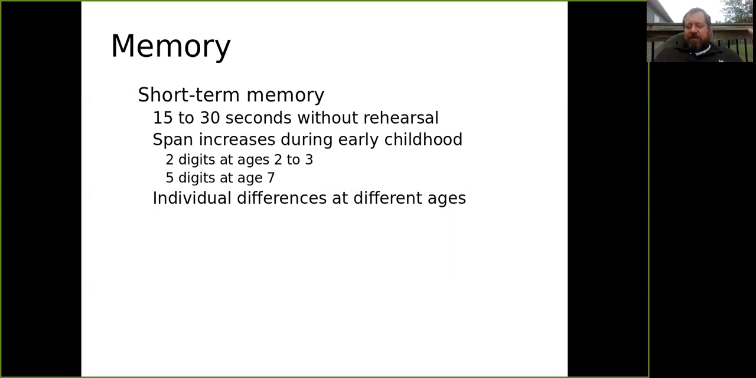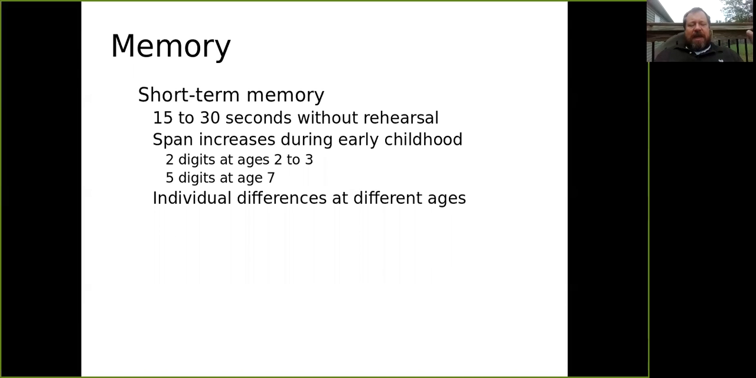Memory is thought of as being two, well, really three. There's a sensory memory that we have to initially attend to something. From there, it can be moved into short-term memory, and from there into long-term memory. That short-term memory is sometimes called working memory. Just a few seconds that we can remember something without rehearsal, but if we keep repeating it to ourselves in our head, we can stretch that out for longer.